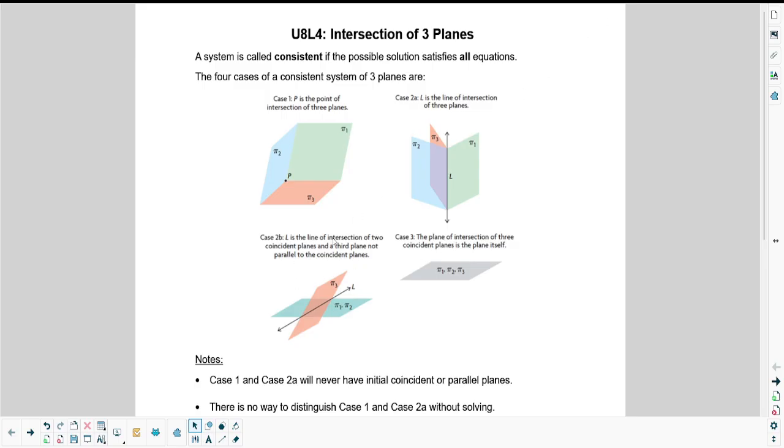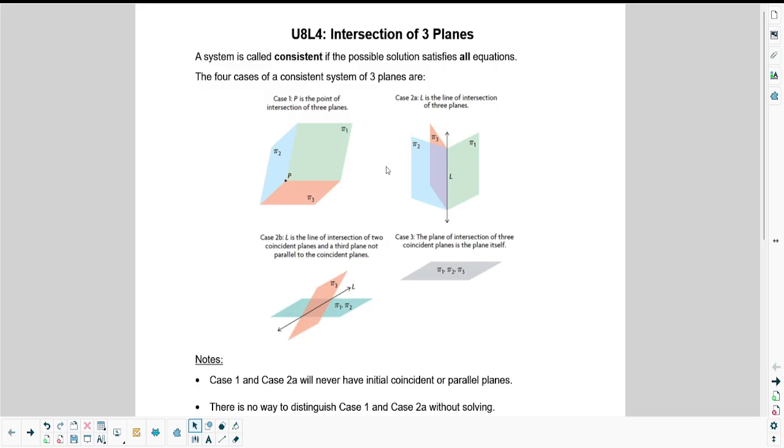And the last two are more specialty cases. If you have two of the planes that are coincident, so they're lying on top of each other, they can still interact with the last plane. In this case, you have the two planes, 1 and 2, that are on top of each other. Then they make a line with the last plane, as long as the last plane is a little bit different. And that's just the intersection of two planes almost. We know how to do that from the last lesson.